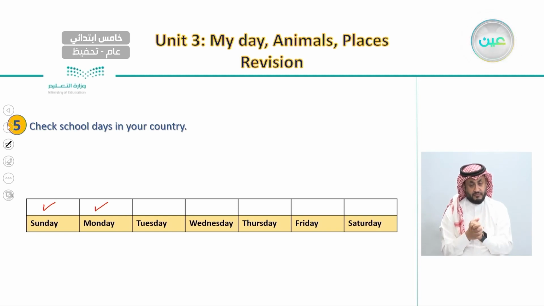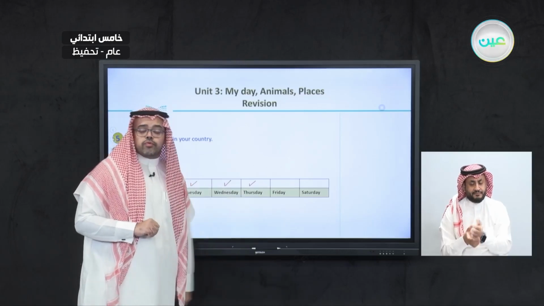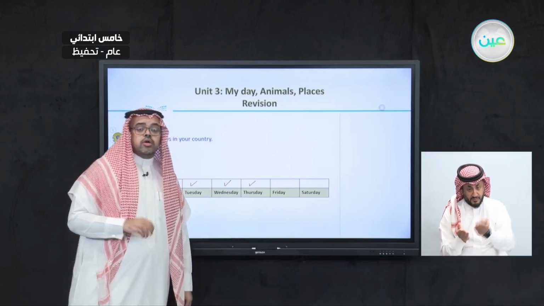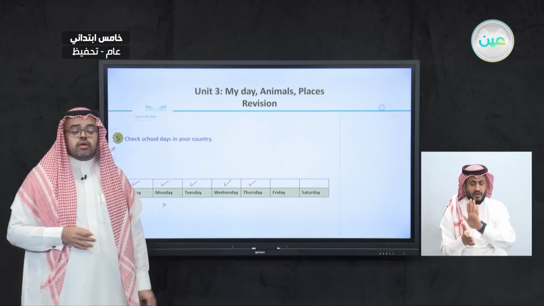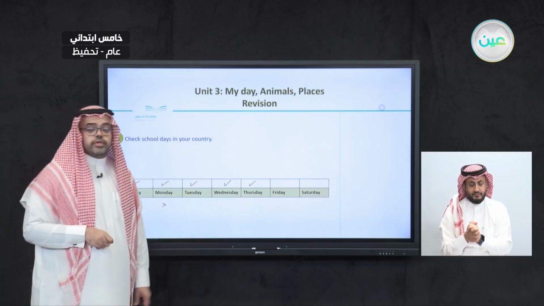How about Tuesday? Do we go to school on Tuesday? So here we also put a check mark. And how about Wednesday? Do we go to school on Wednesday? Here we put a check mark. And also on Thursday we go to school. And how about Friday? Do we go to school on Friday? The answer is no, so here we don't write anything. Let's move straight to Saturday. Do we go to school on Saturday? The answer is no, so here we leave it as it is and we don't put a check mark as with the other ones.